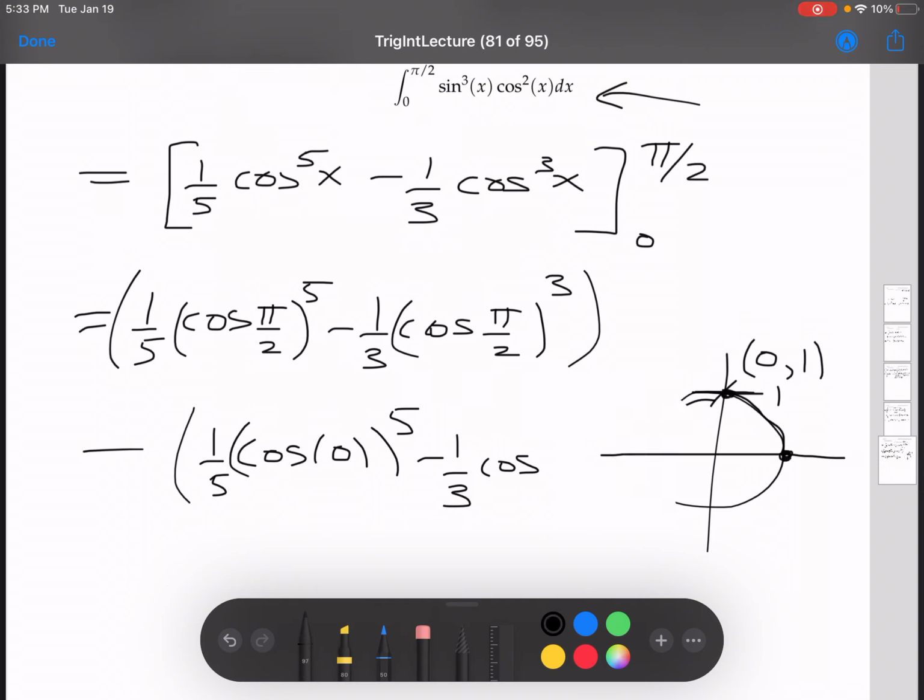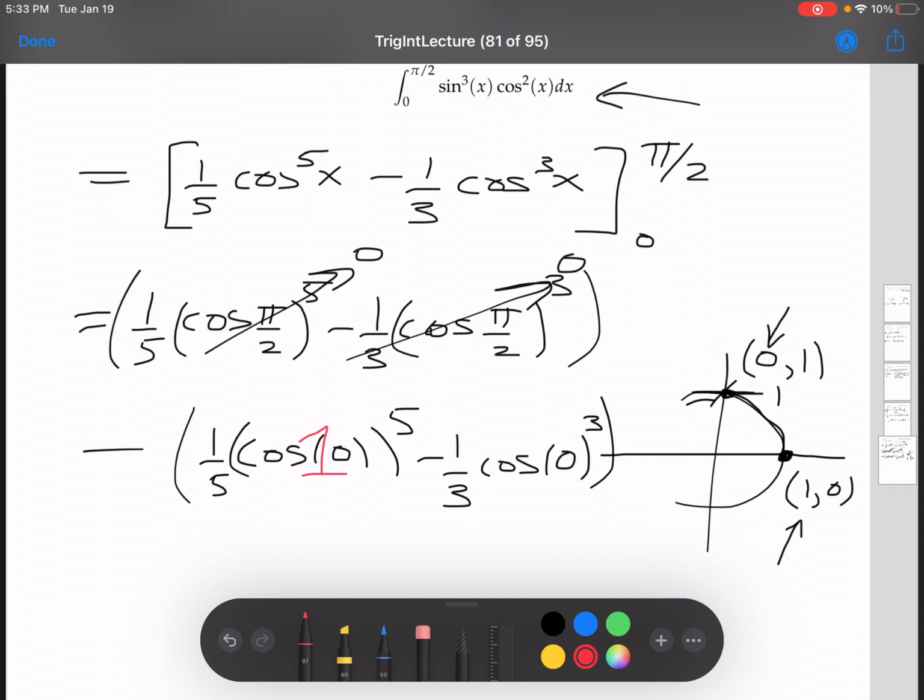Okay, now, so that's cosine of 0 cubed. All right, so this point here, cosine of 0, that's like 0 radians, right? That means we start there and we don't go anywhere. So we have 1, 0. Now cosine is the x-coordinate. So cosine of pi over 2, the x-coordinate is 0, so this is 0, this is 0. Here the x-coordinate is 1. So cosine of 0 is 1, so we just have a 1 here to the 5th and a 1 here.